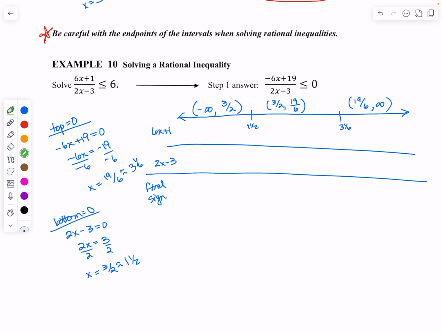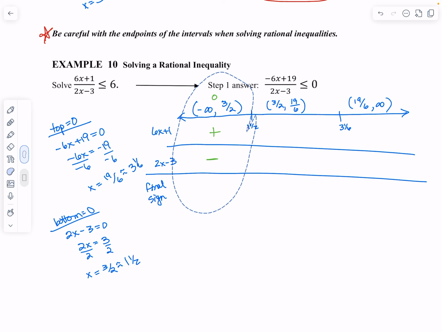Okay. So I need to pick a number that is less than 1.5. Well, 0 is less, so I'm going to plug in 0. When I plug in 0 to my top, notice I get a 1, 6 times 0 plus 1. So that's going to be a positive. Now, when I plug in 0 here, I get -3, so that's going to be a negative. So anything in this interval is a positive divided by a negative, so my final sign is going to be negative.